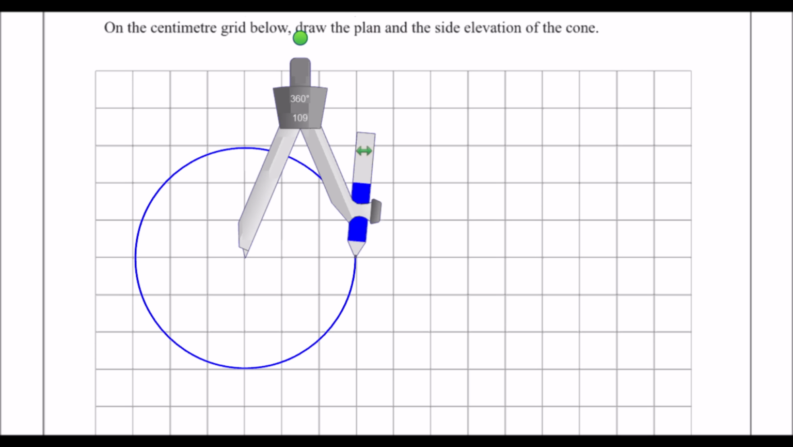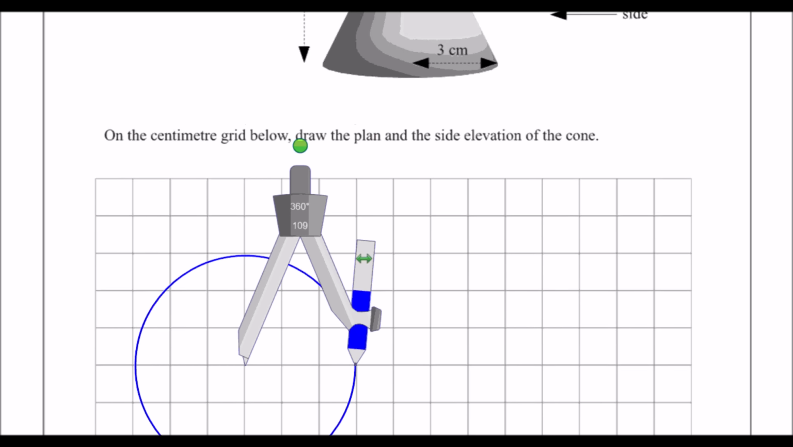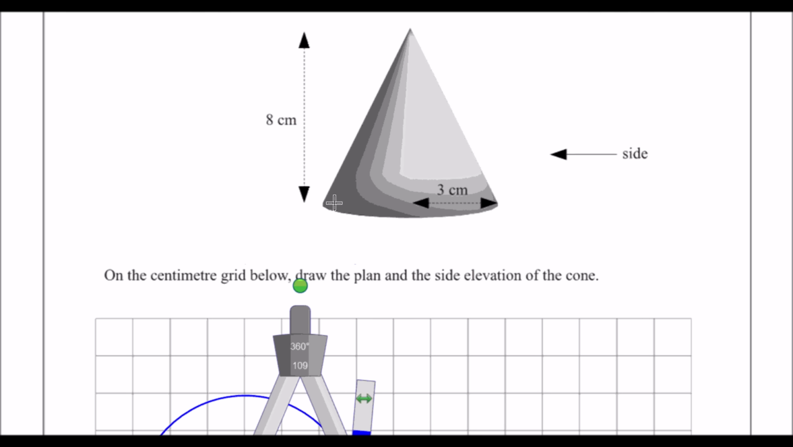Now to draw our triangle. So the side elevation, a base of 6 and a height of 8, and it's going to have to be an isosceles triangle.